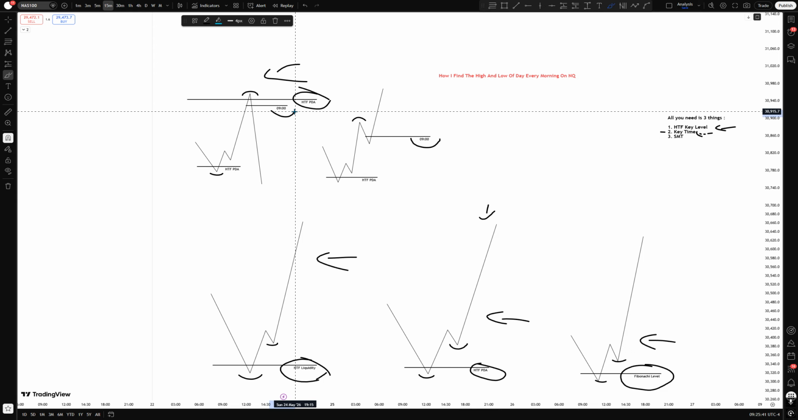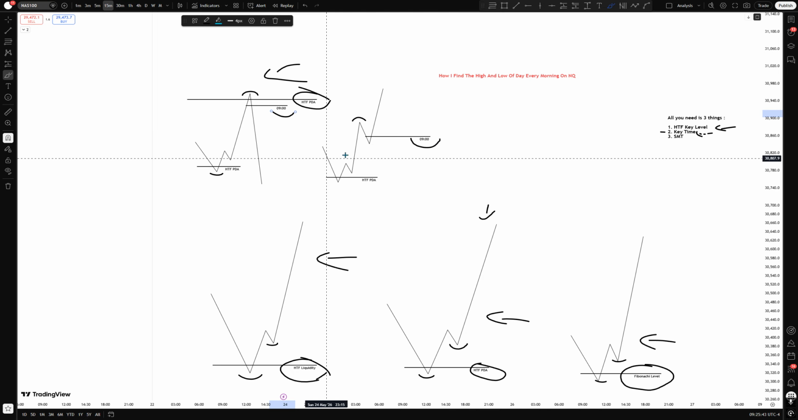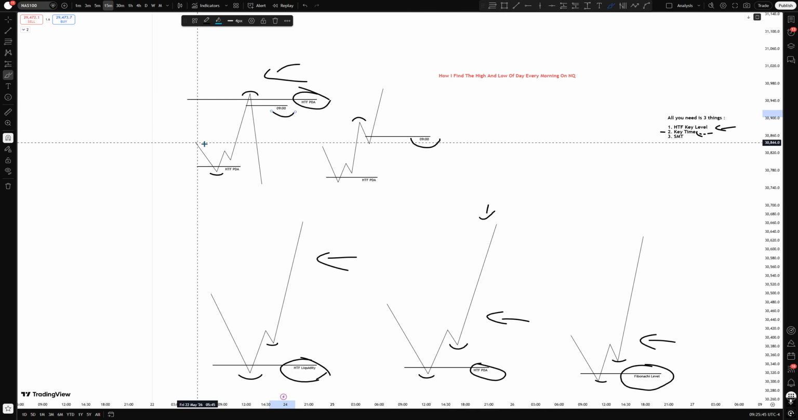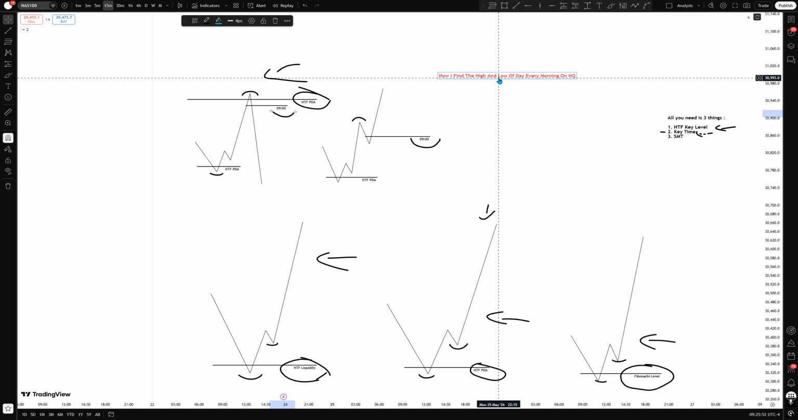Over here, 9 a.m. Why do we have a continuation over here at 9 a.m. and why do we have a reversal over here at 9 a.m.? That should be your question over here. Now for that there can be two things, okay?